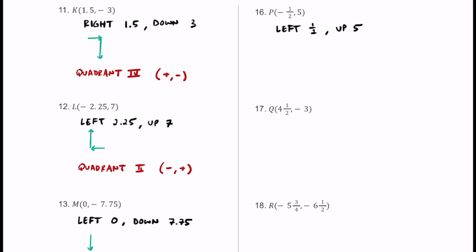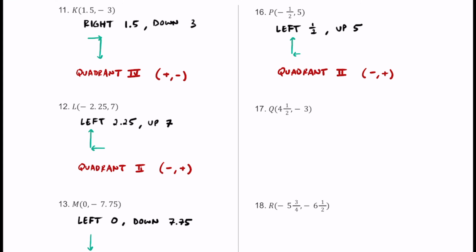So if you were plotting this from the origin, you would just move a little bit to the left, and then you would move a lot more up, just because 5 is 10 times bigger than a half, okay? Then we're going to go ahead and say if we move to the left and up, that should bring us to a location of quadrant 2. Remember, everything in quadrant 2 is negative then positive, because we move left then up.